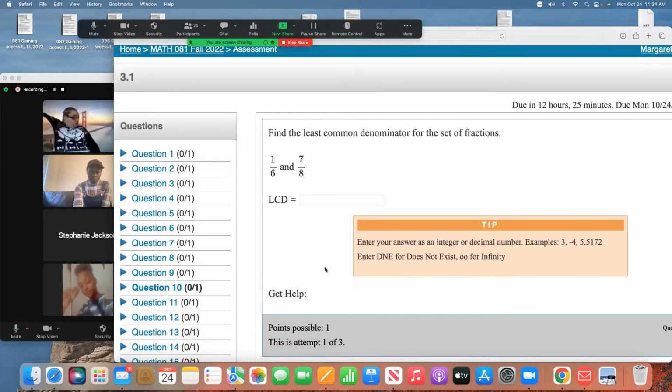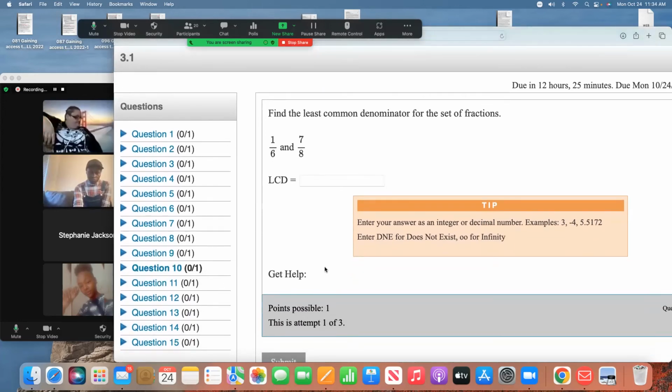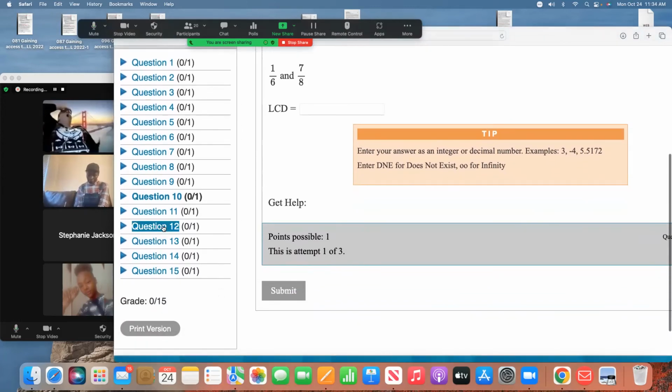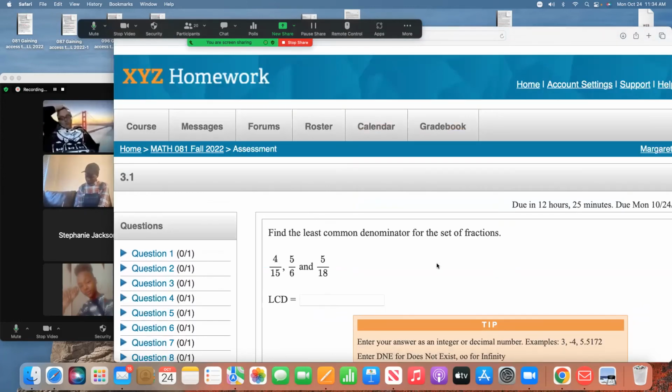6 and 8, we've done that before. Tell me if you remember it. 24. Yeah, 24. And I would probably go with multiples. 8 times 2 is 16, 8 times 3 is 24, 6 goes into 24. Good. Let's see if they get harder. Yeah, they get harder.